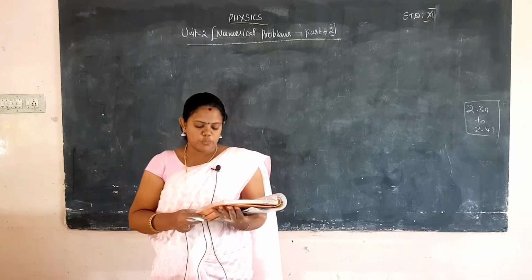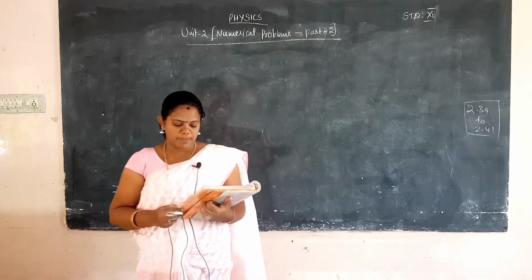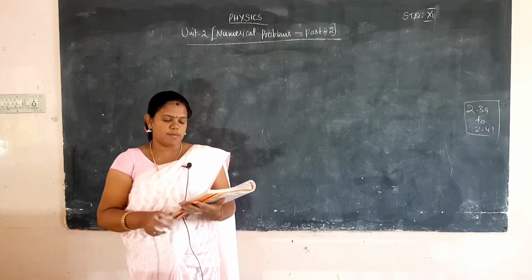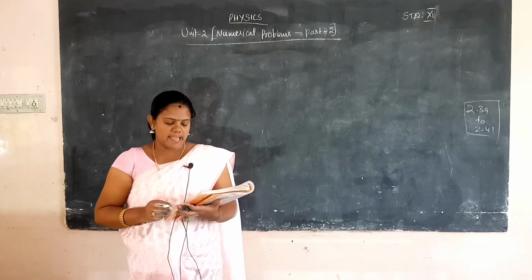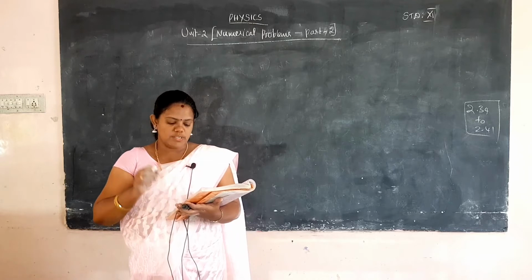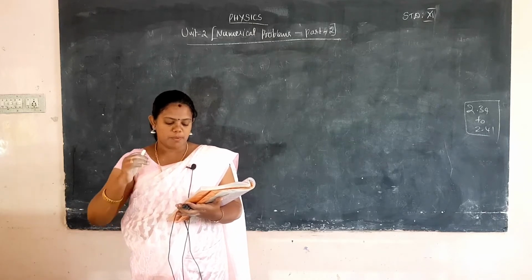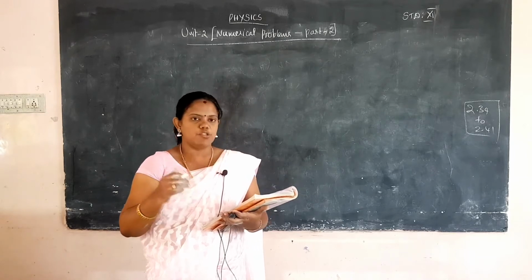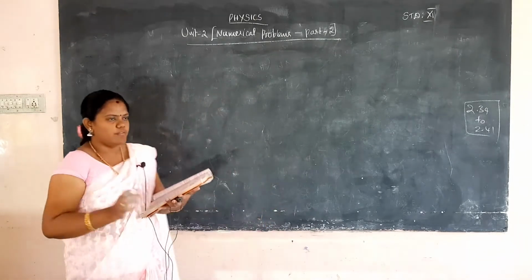The resultant of two vectors A and B is perpendicular to vector A. Its magnitude is equal to half of the magnitude of B. Then the angle between A and B is? So first, what are the given values?